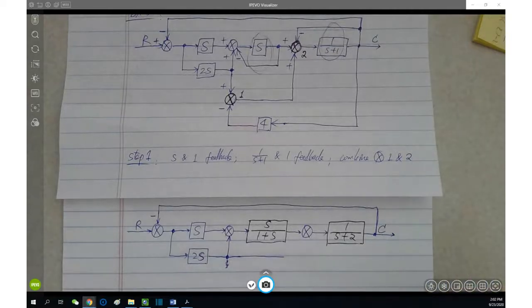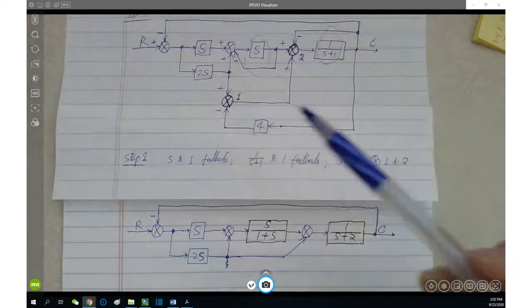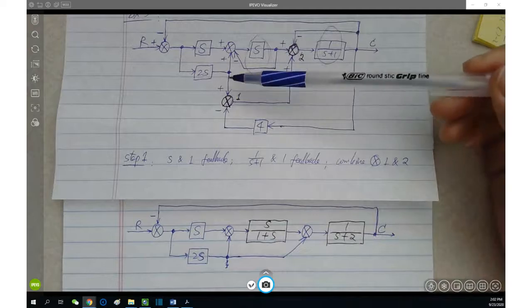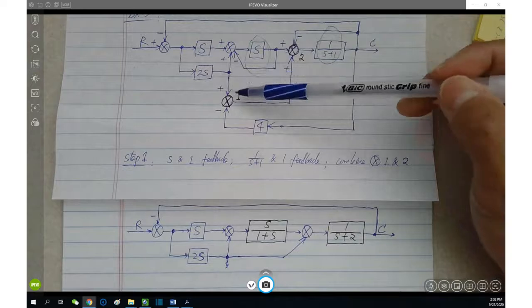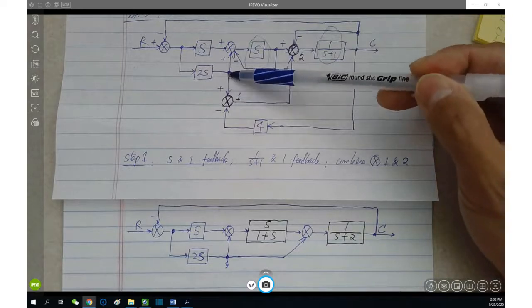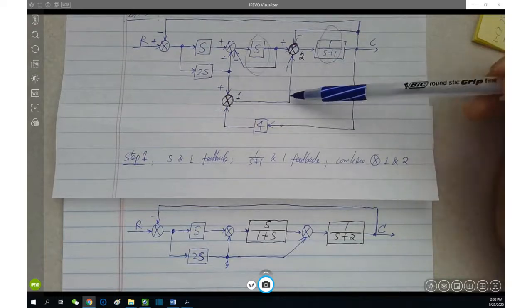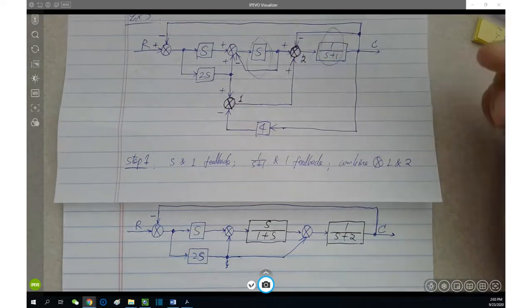And here's the key, right? Here's the key: how to combine these two summing junctions. First of all, in your mind, keep in mind what signals you're combining. This is one signal. Positive of this signal goes through summing junction 1 and then enters summing junction 2 with positive again. So the total is positive.